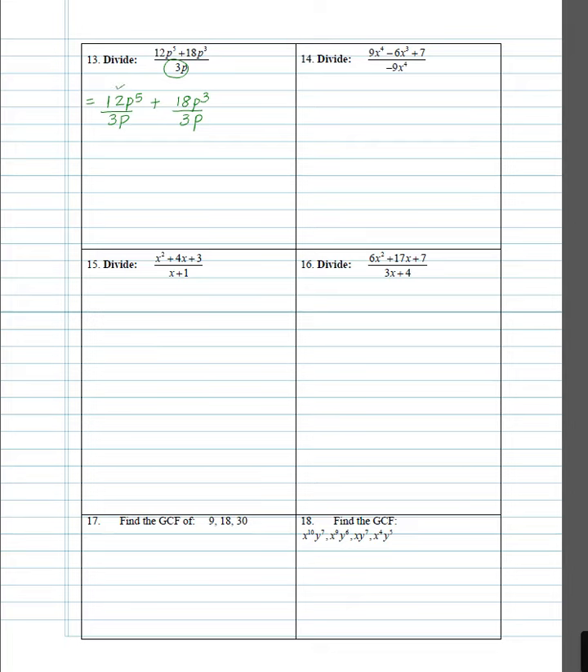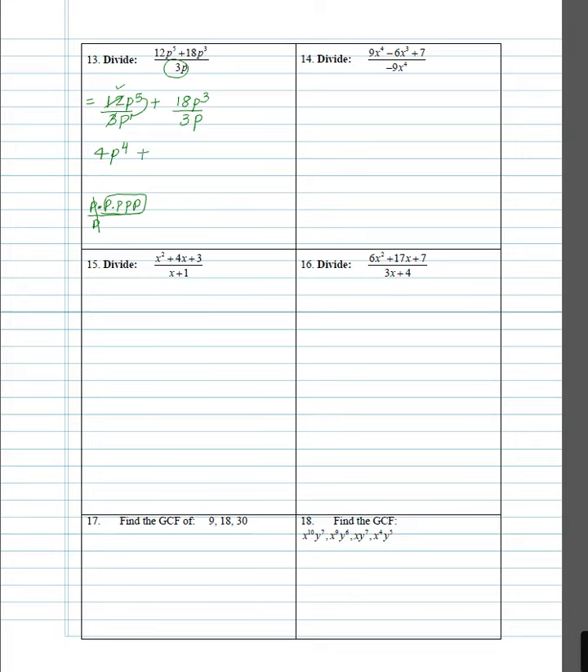Now, with the first term, 3 goes into 12 4 times, right? p to the 5 over p. So when you divide, you subtract the powers. 5 minus 1 is p to the 4. So it's like this. You have 5 p's on the top, 1, 2, 3, 4, 5, and you have 1 p in the bottom. When you strike them off, you're left with 4 p's, and that is what this is.